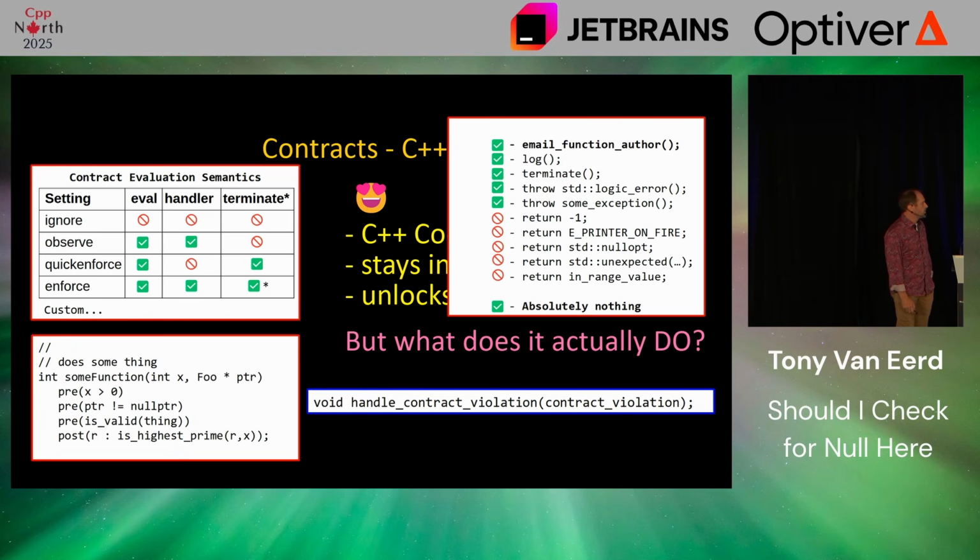There's a thing called quick enforce, which is not Quicken from Highlander. Quick enforce evaluates it and says, screw you, I'm not calling your handler. I am getting out of here. And that's a nice option that the compiler people really wanted, like, I don't trust your handler stuff. I want to be secure and just have a hardened version of the code base. We terminate.